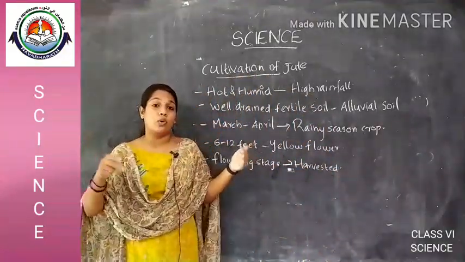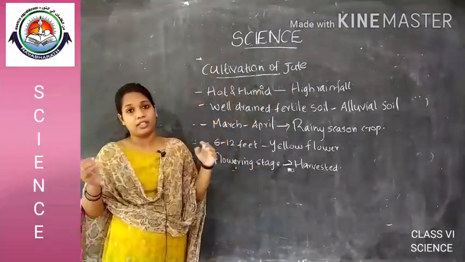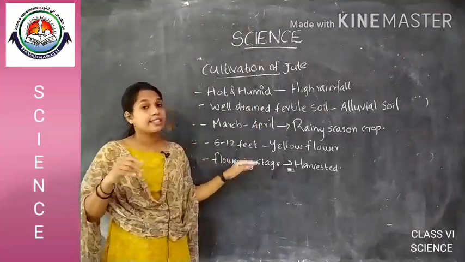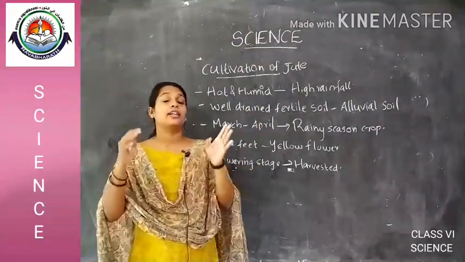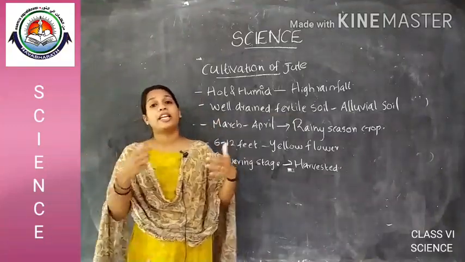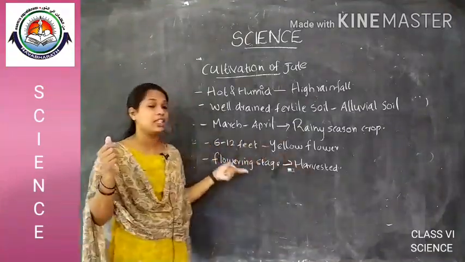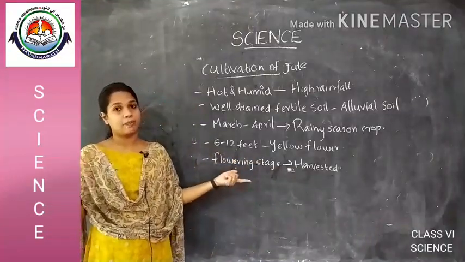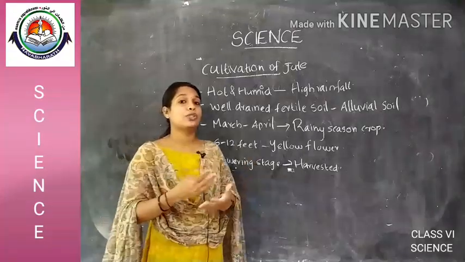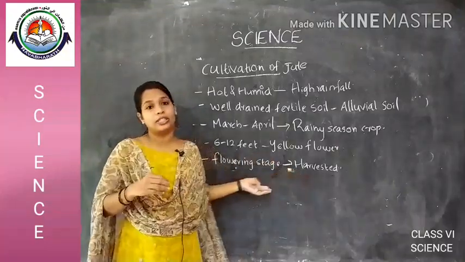Why is it harvested so early? Because during the young stage, high quality jute is obtained. When it is old, the fibers of the jute will become hard and it is difficult to separate them from the stem. That's why it is harvested at a much earlier stage, that is, the flowering stage. Is that clear to you? Because when it is getting old, it is difficult to separate the fibers from it. That's why it is harvested so early.